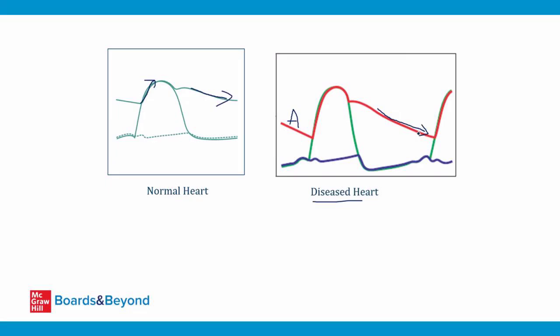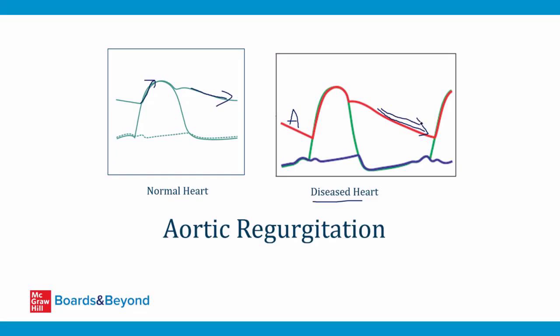That's what happens when there's an unusual way for blood to leave the arterial system, one that's not normally present. And in this case, it represents aortic regurgitation. Because blood can leak back out of the aorta into the left ventricle, the pressure falls much more rapidly than it normally would in a normal heart. That's what you see in aortic regurgitation.